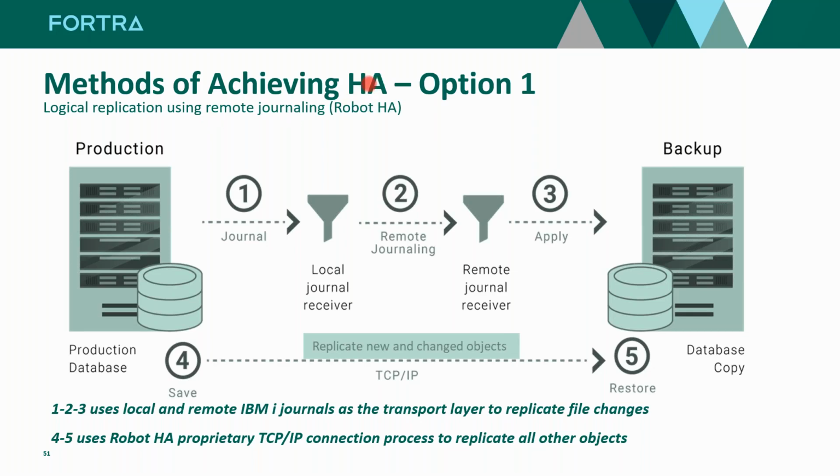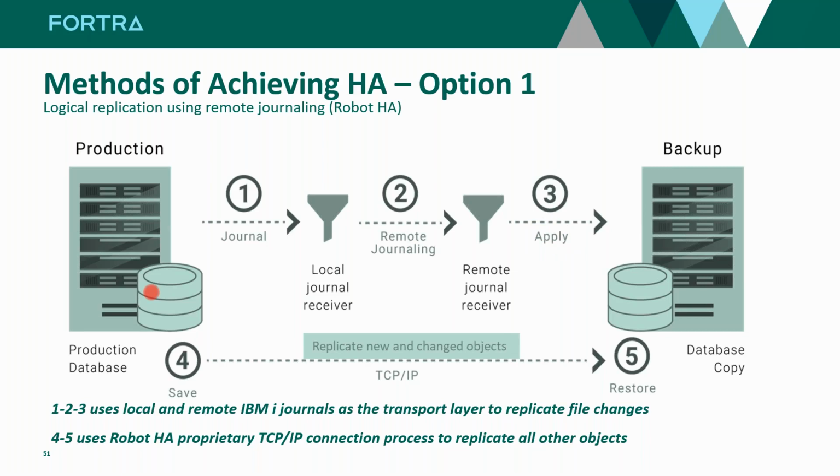Instead of saving your stuff every night, HA, in this case our product Robot HA, relies on the journals that the system has. The journal is a way to recollect the information that's being changed on the objects that the system has, and you have a local journal receiver that gathers that information, and you use a remote journal receiver on the remote system that will also get that information. And all of the changes that you're making on production get applied on your backup side by our software. And this is the way to have two systems that look the same.